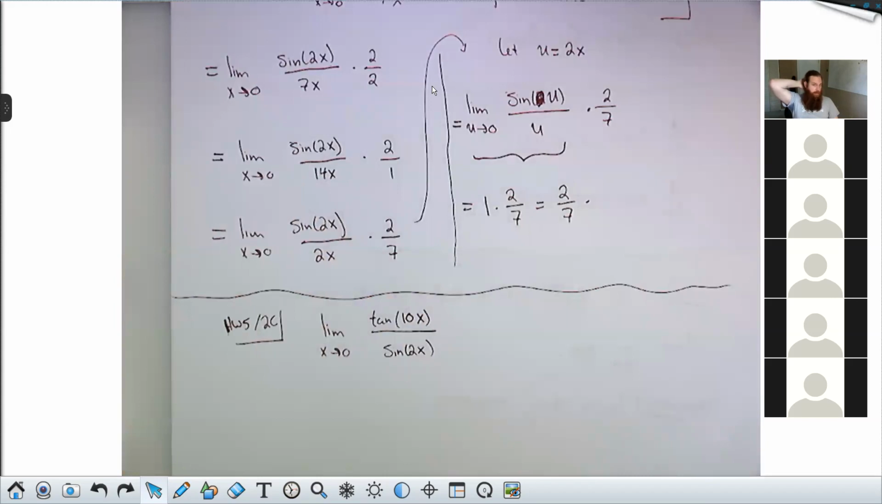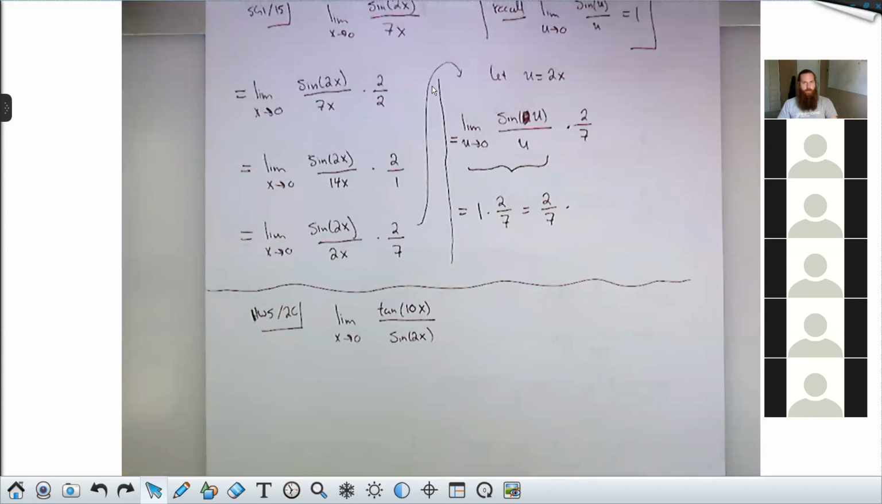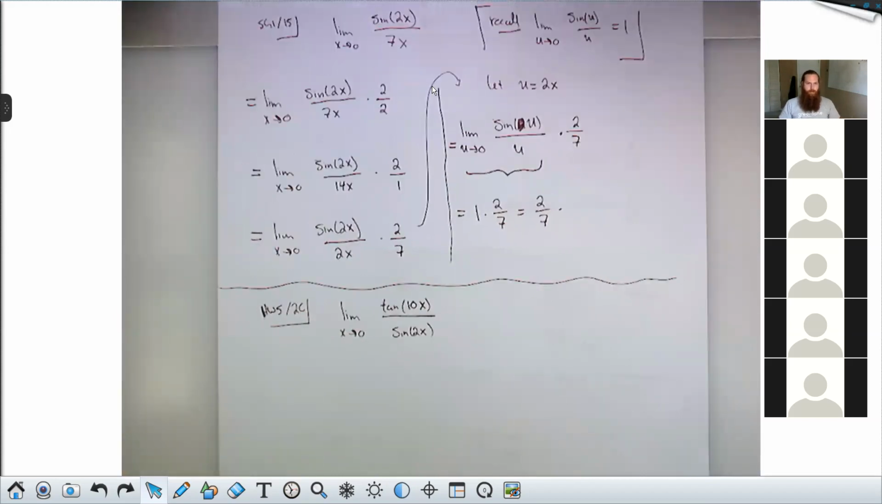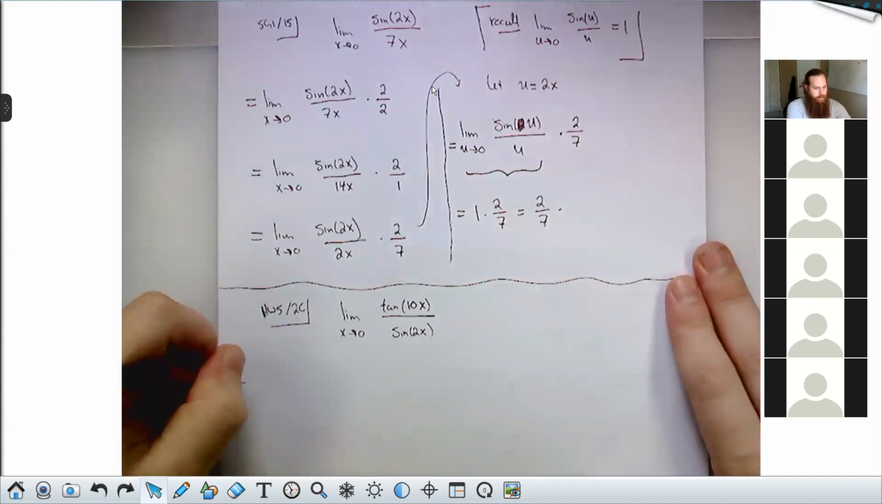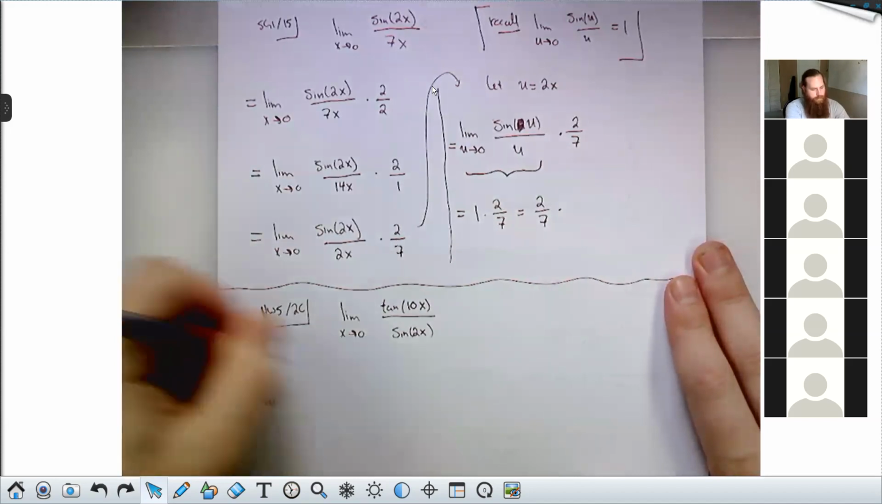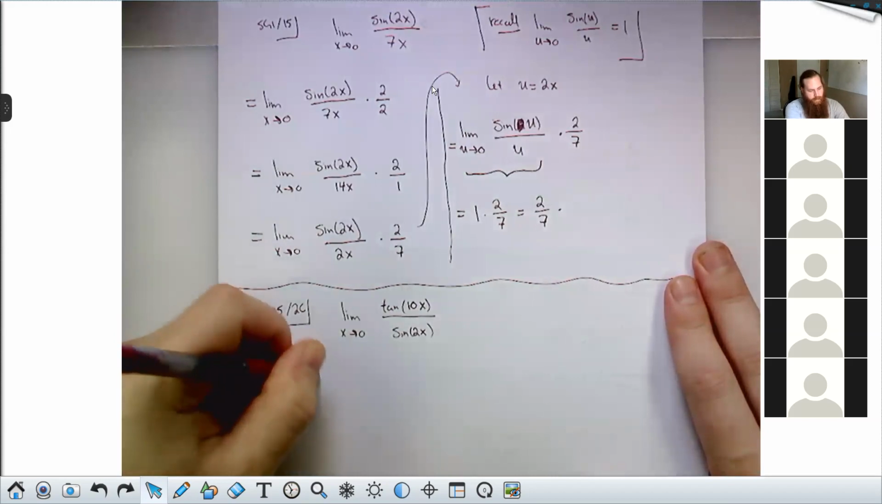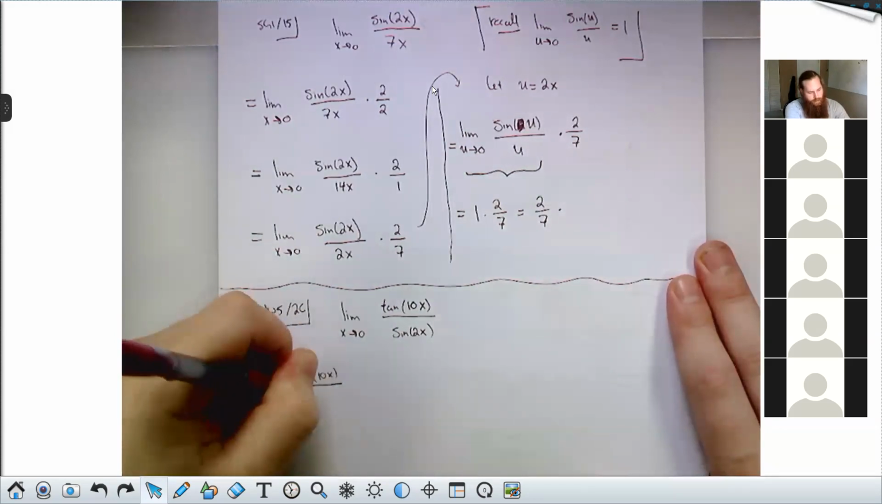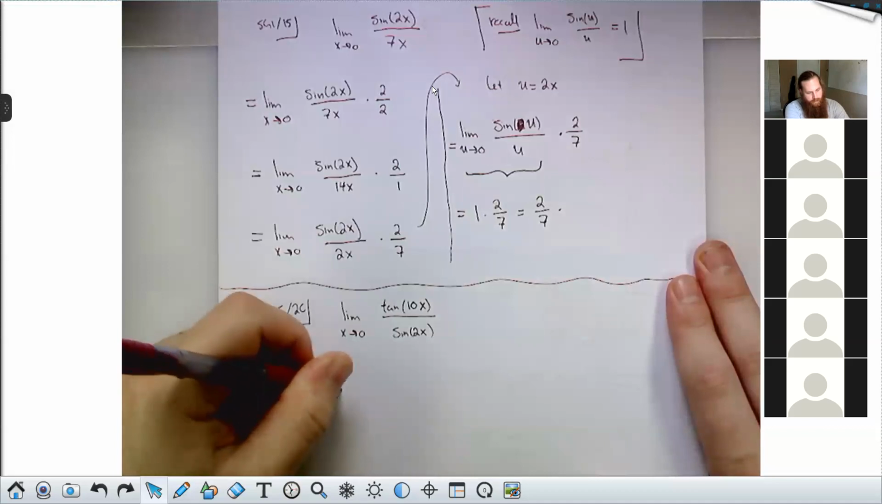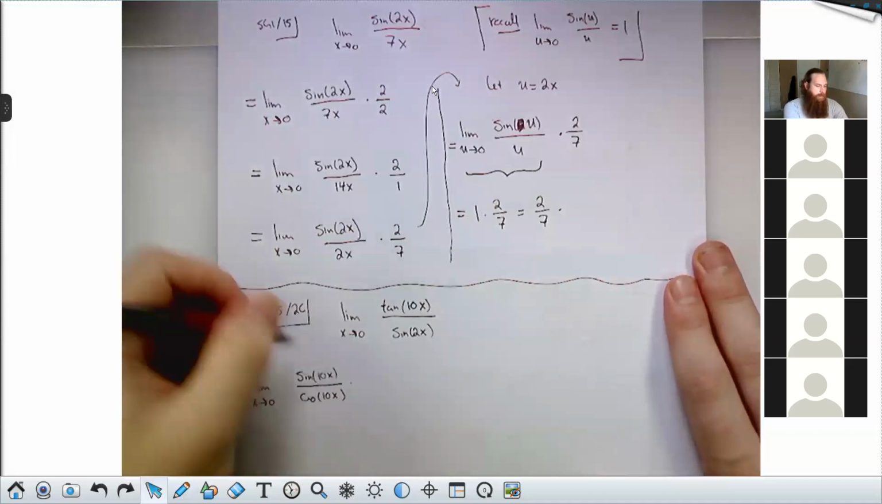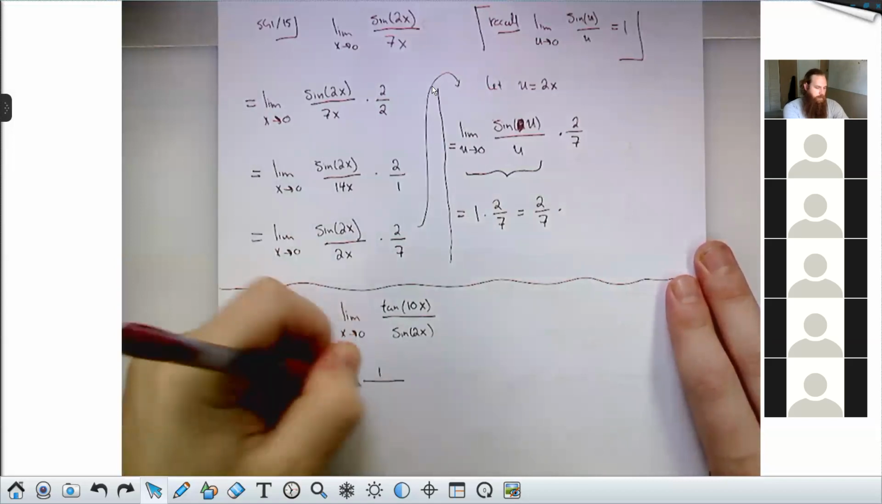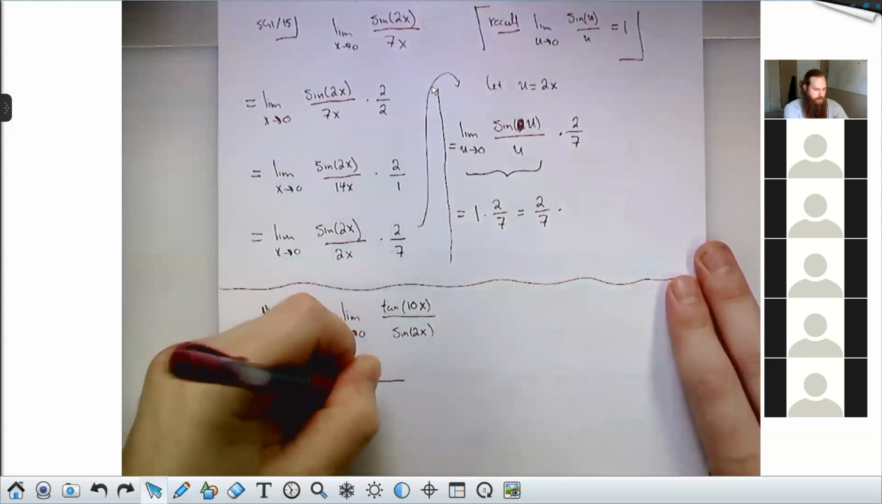So it's the same sort of business. We're going to make use of that special trig limit, sine u over u, as u goes to 0. That limit is 1. And the only way I can do that is by breaking this up into pieces that look like that. So my first step here is going to look like writing tangent as sine over cosine. So I'll have the limit as x goes to 0 of sine 10x over the cosine of 10x. That is the tangent of 10x. And then the 1 over sine of 2x, I'll write like this.